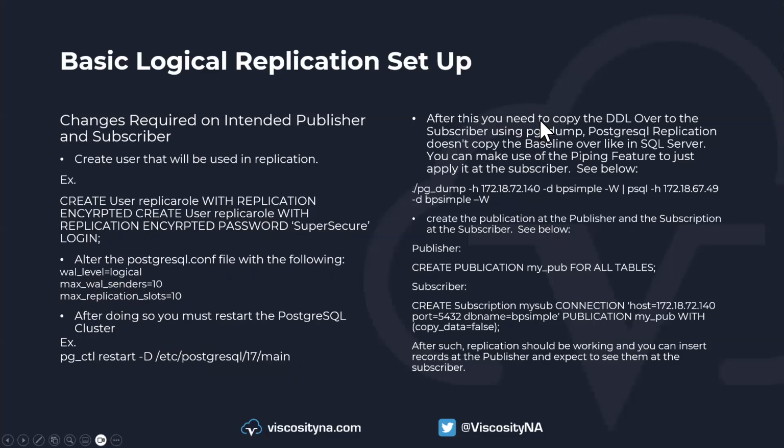And then you need to actually copy the DDL over to the subscriber, presumably using pg_dump. In this example, I pipe pg_dump on the primary over to a psql client session, so it creates all the tables as needed, creating a baseline. After that, you create the publication on the publisher and the subscription on the subscriber using similar syntax, which you see here. This is what you create at the publisher, and this is what you execute at the subscriber. After such, replication should be working, and you can insert records at the publisher and expect to see them at the subscriber.